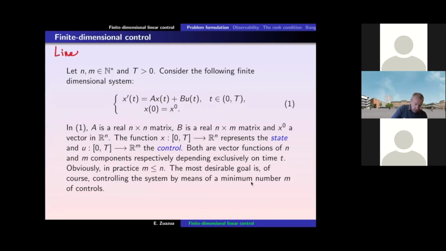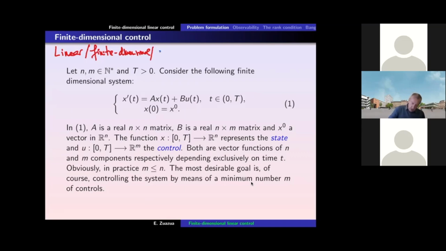It's linear because the ODE under consideration is linear. The control is entering linearly as an additive force. So it's finite dimensional, right? Because we are just working in the Euclidean space, so we are in dimension n. We are not working in an infinite dimensional Banach space.